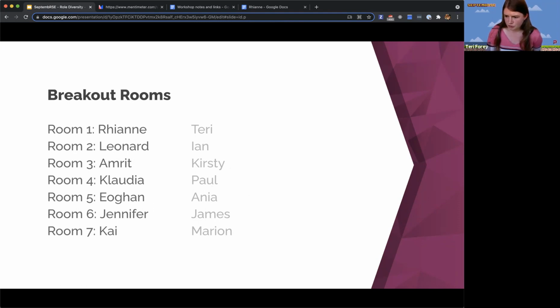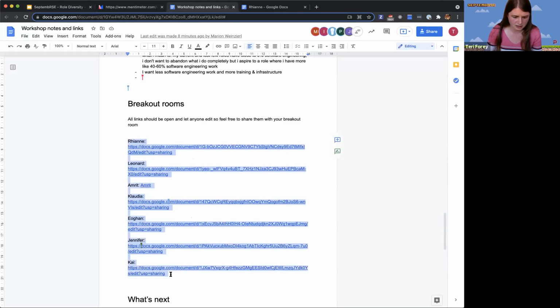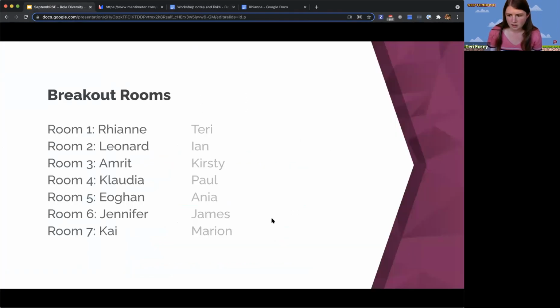So everybody should get an option to move into a breakout room. And we will share a link in the chat to all of the Google Docs. Hopefully you should see in the chat a whole bunch of links to all of the profiles. Feel free to put yourself into any of the rooms. If you don't know which room to go into, just pick one that's got the fewest people in it.